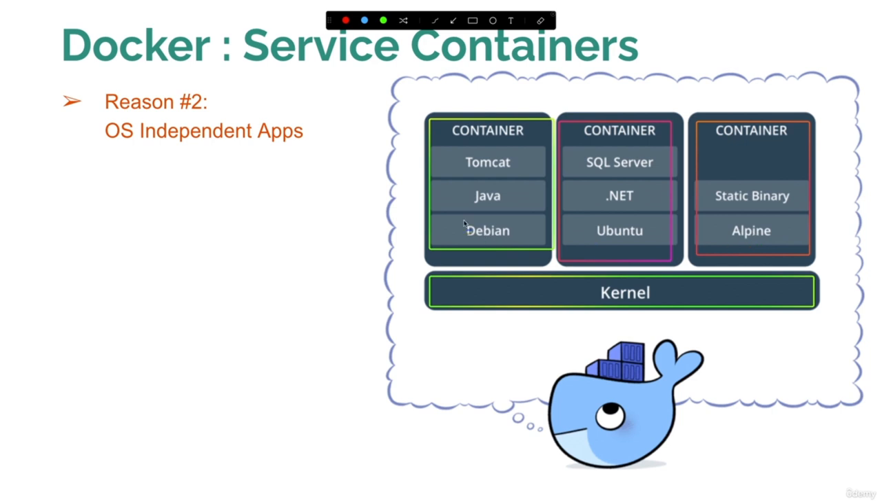You can see over here, we have three containers, and all three containers are using different operating systems: Debian base, Ubuntu base, and Alpine. So first thing, the Docker application is OS independent, and you can execute multiple different operating systems on the same host machine in Docker.